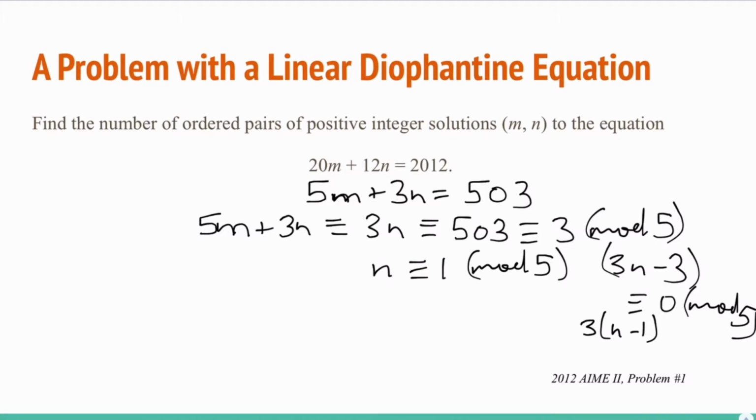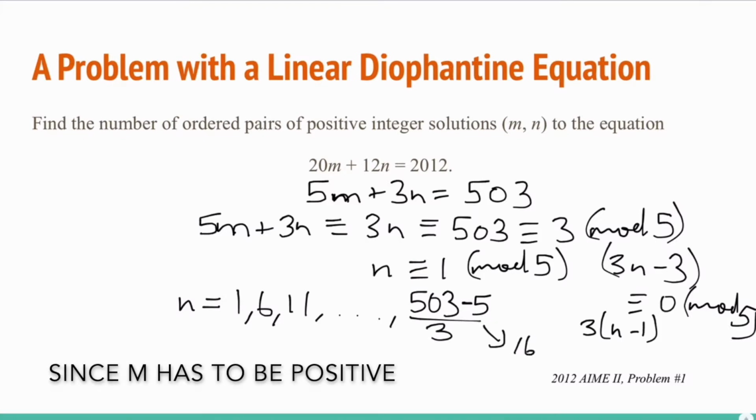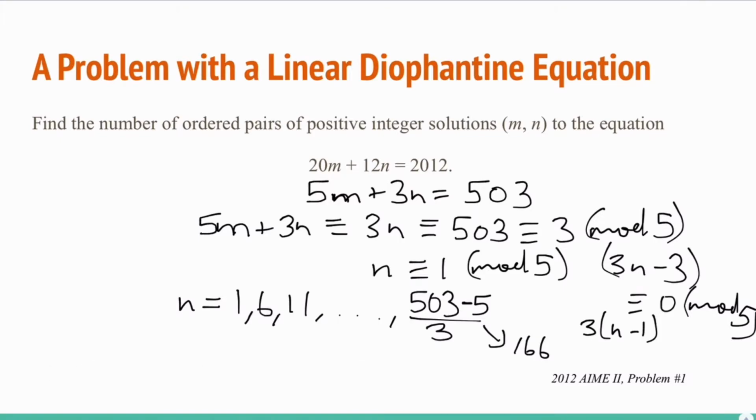Now, that means that n can equal 1, 6, 11, all the way up to (503 - 5)/3, which is 166. And the number of terms in this sequence is the answer. We get that the number of terms is (166 - 1)/5 + 1, which is 34.